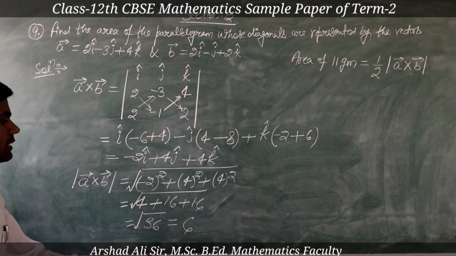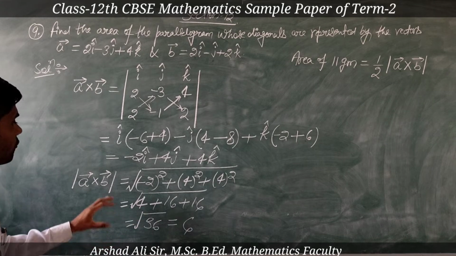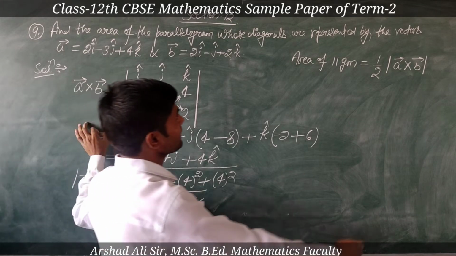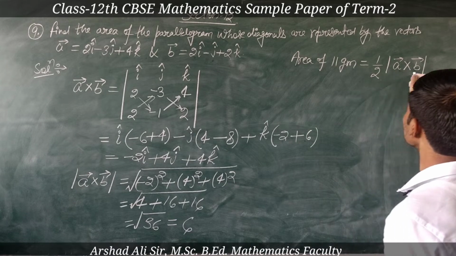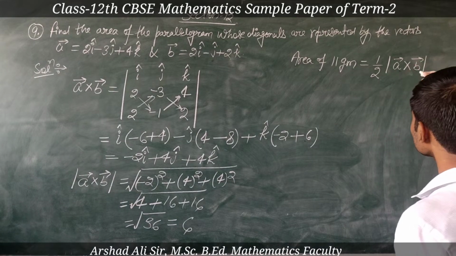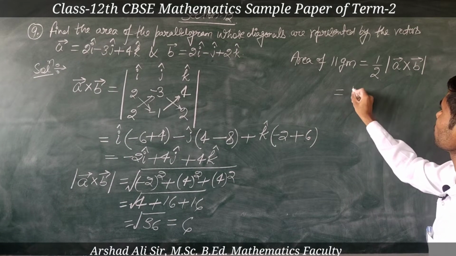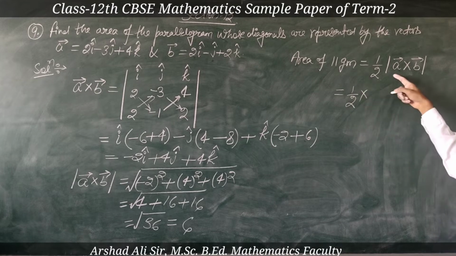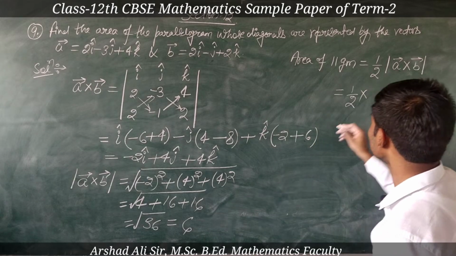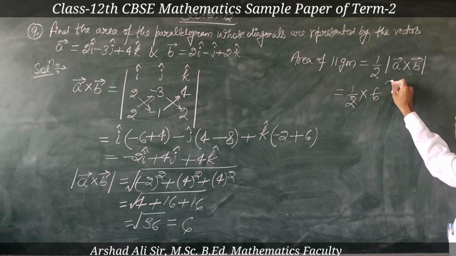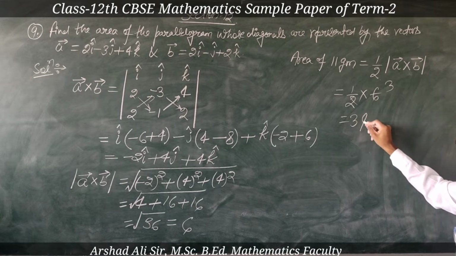But 6 is not the exact answer. We have to find the area of the parallelogram, and the area of the parallelogram is 1 upon 2 and the magnitude of the cross product of A and B. So 1 upon 2, what is the cross product of A and B? 6. So 2 times 3 is 6, 3 square units.